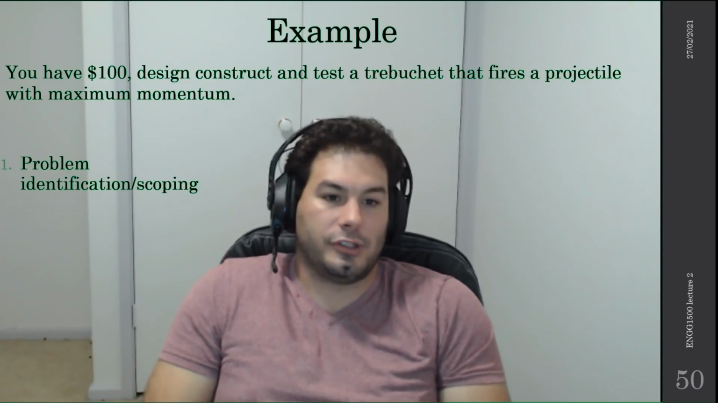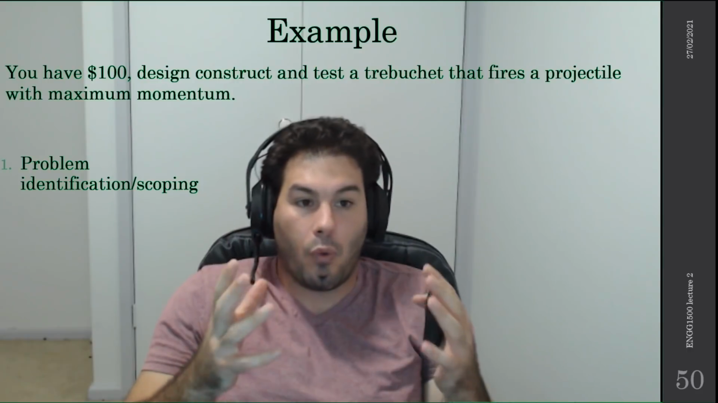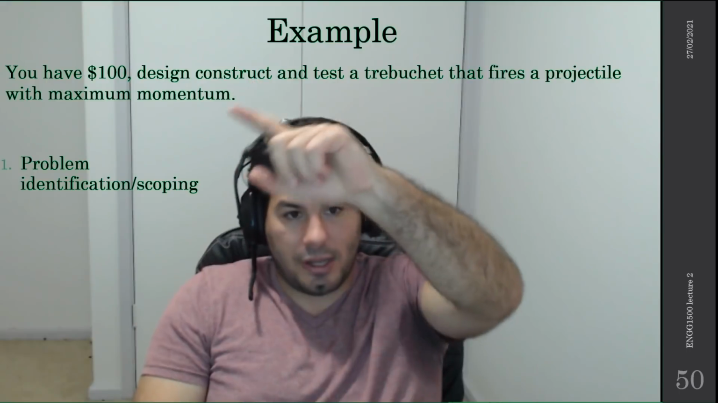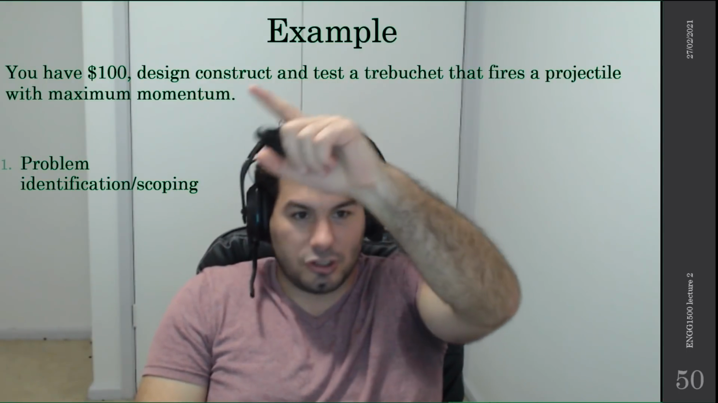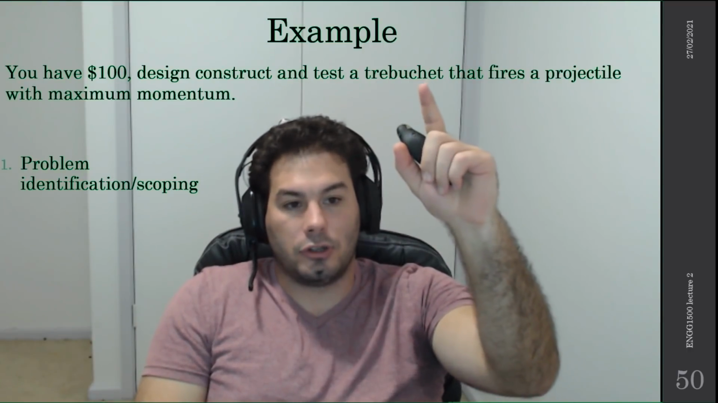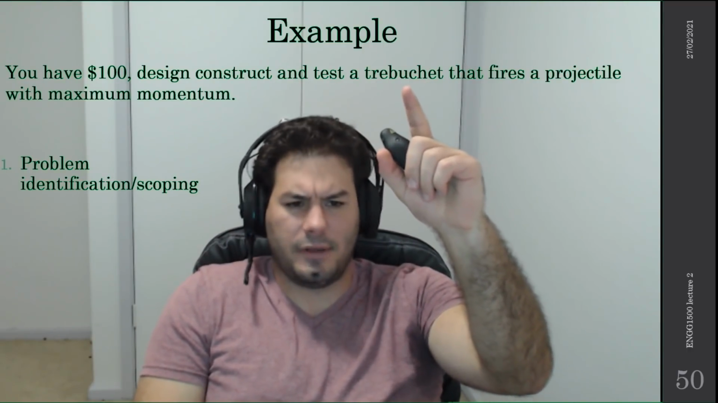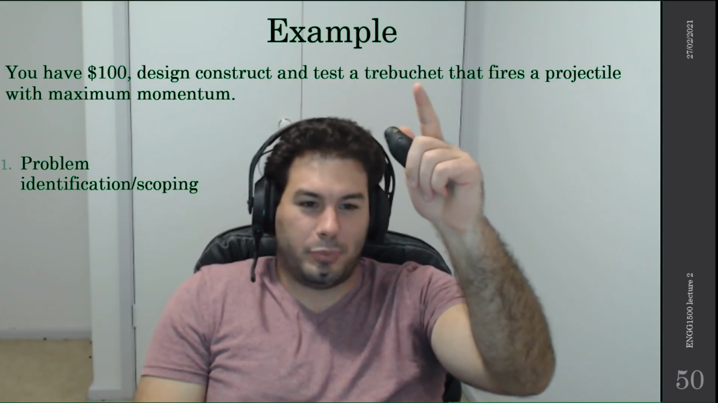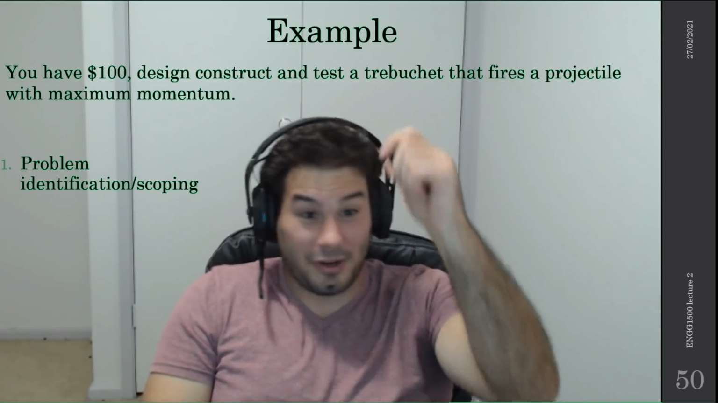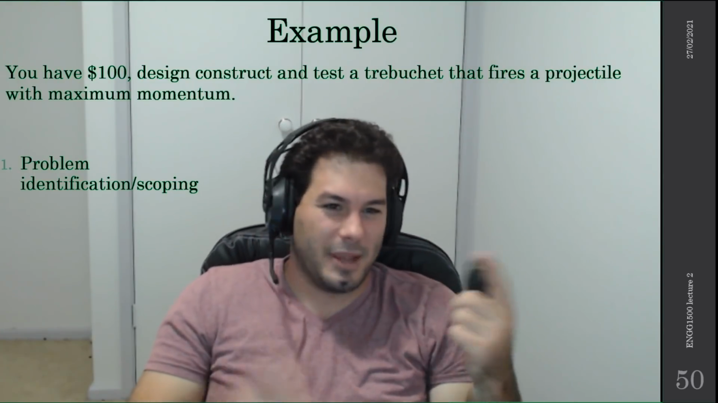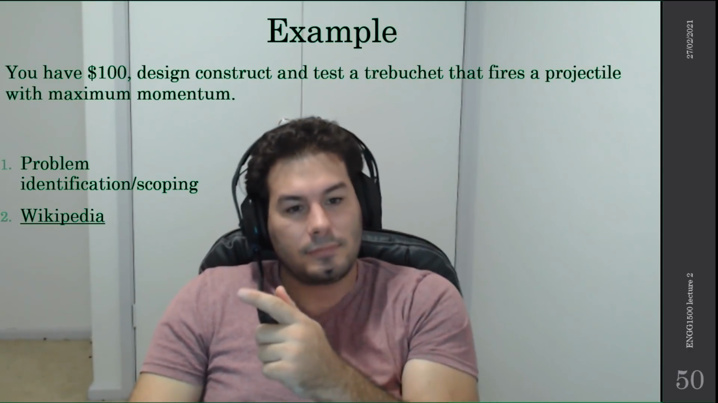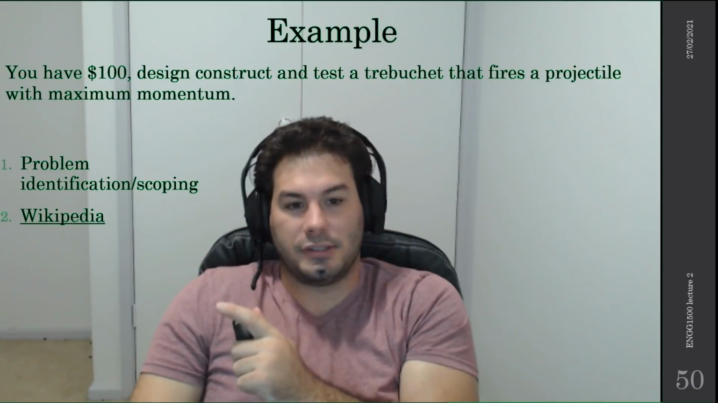When we're trying to scope our problem and understand what we're talking about: you have $100 to design, construct, and test a trebuchet that fires a projectile with maximum momentum. There's a comma missing there. Do you know what a trebuchet is? If not, even if so, I can't remember the meme. Something that could fire a 90 kilo projectile 300 meters or whatever. There was a meme about this like 2 years ago. Or if you play Age of Empires. We go to Wikipedia if we don't know what a trebuchet is.